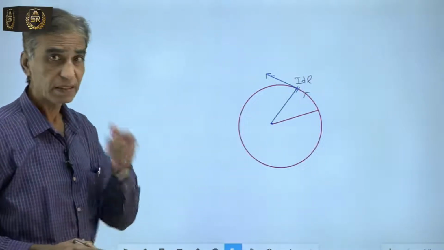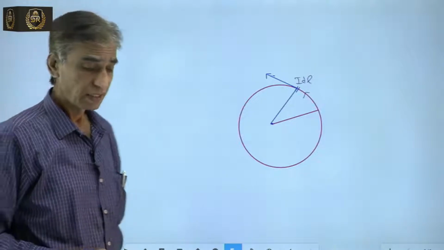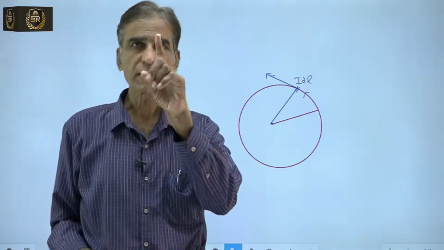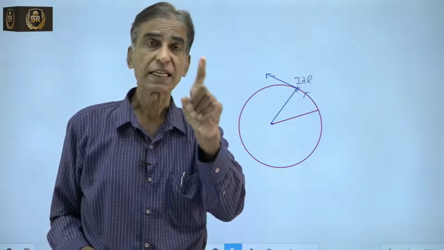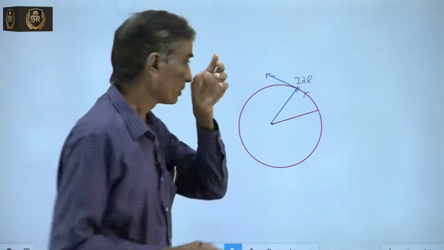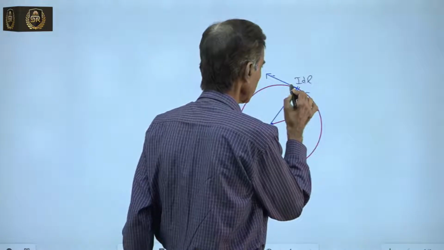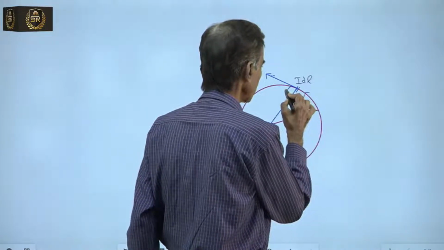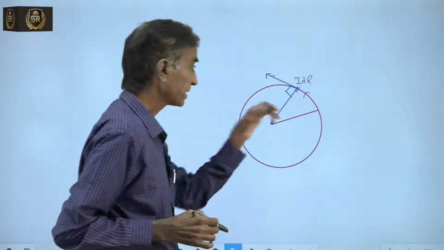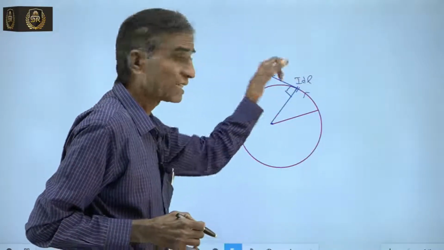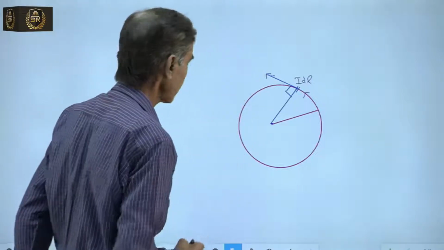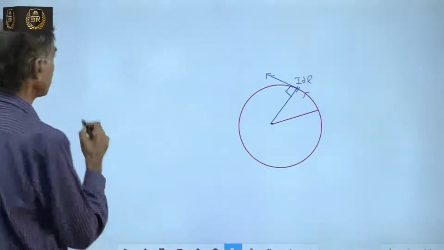Then what is our theta? Theta is the angle between the position vector of the point and the current element, that is this one. What is this angle? 90 degrees, no, because this is radius and this is tangent, so 90 degrees. Then apply Biot-Savart's law.